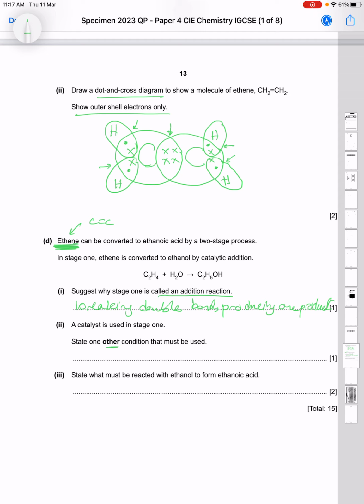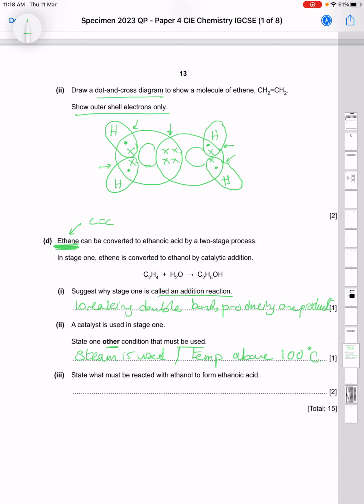A catalyst is used in stage 1. State one other condition that must be used. Now for addition reactions, there are conditions that have to be there, not only the catalyst, also a specific temperature and specific pressure should be used. For steam addition, steam is used, I can say that, and the temperature has to go above 100. Also, the pressure should be between 20 and 200 atmospheres. That's also one of the possible answers.